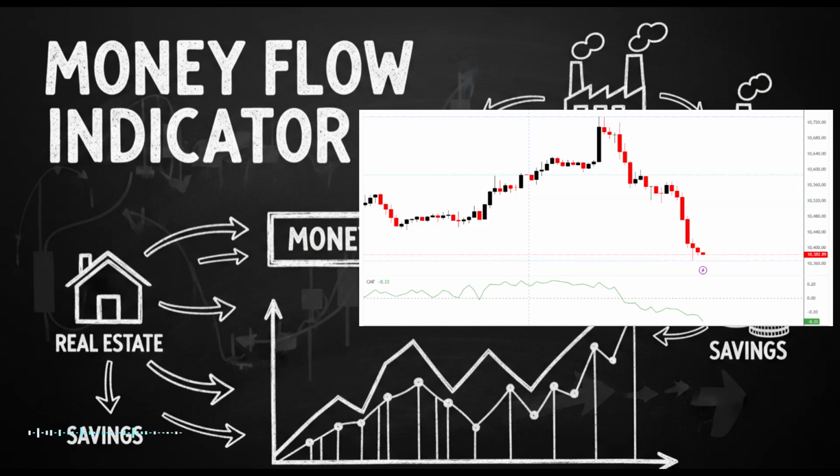Correct. In range-bound markets, CMF often just oscillates around that zero line without giving clear, strong signals. Yeah, because the market itself isn't going anywhere decisively. Okay. Anything else? Any quirks? There's one really interesting calculation quirk.